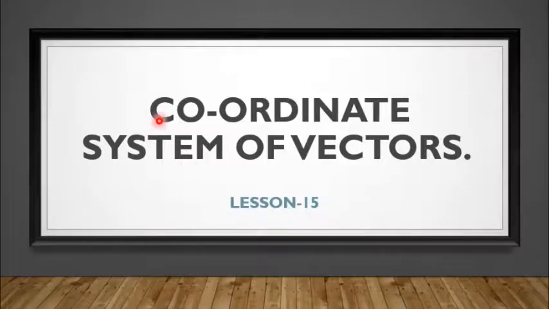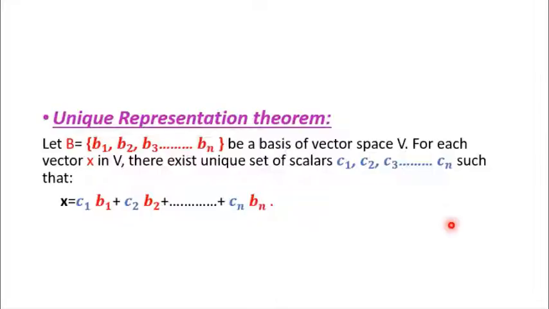In this lesson, I am going to explain about coordinate system of vectors. In this coordinate system of vectors, first we'll go through a theorem that is called the unique representation theorem. The statement of this theorem is, let B be equal to the set containing the vectors b1, b2, b3 and so on bn, a basis of a vector space V.